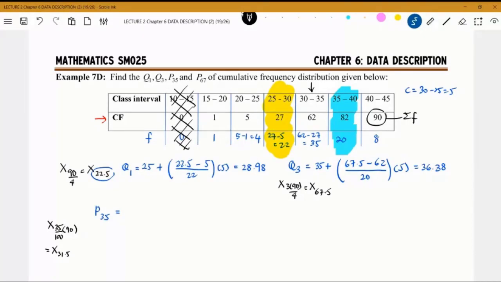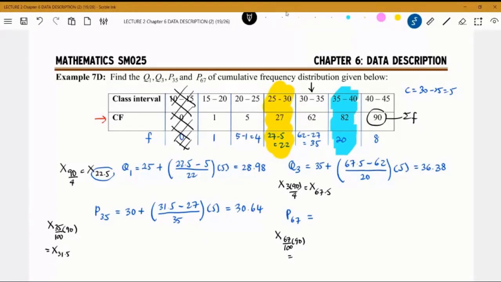So the lower boundary will be 30 plus 31.5 minus the cumulative class before, 27, over the frequency of itself, which is 35, times 5 for the class width. Okay, so finding that one, what is the value? The value of P35 is 30.64. 30.69 or 64? 64. Okay. All right.